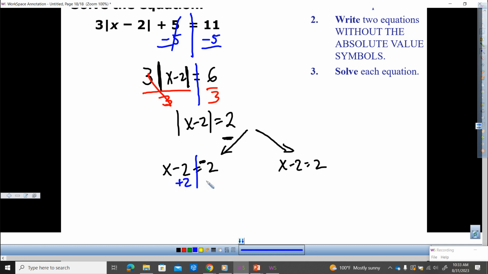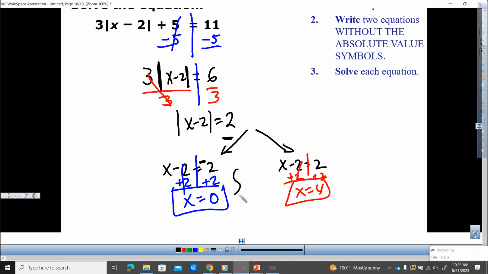Plus 2 on both sides. So x equals 0. And then this one as well, plus 2 plus 2, x equals 4. Solution set: 0, 4. Hands up if you got that by yourself. I see some of you already sent that in. All right, let's go to the next one.